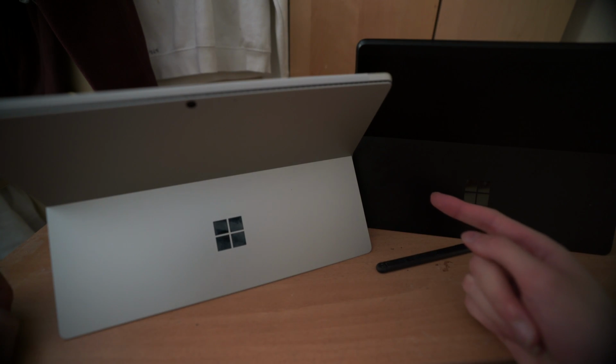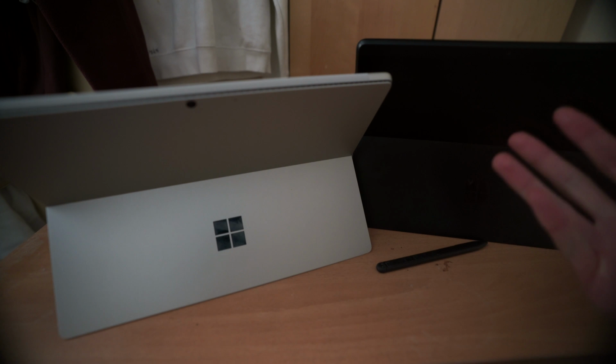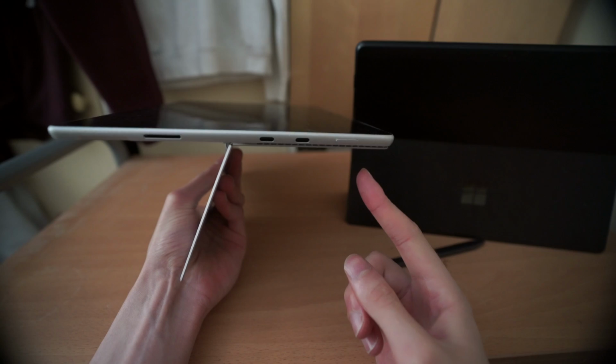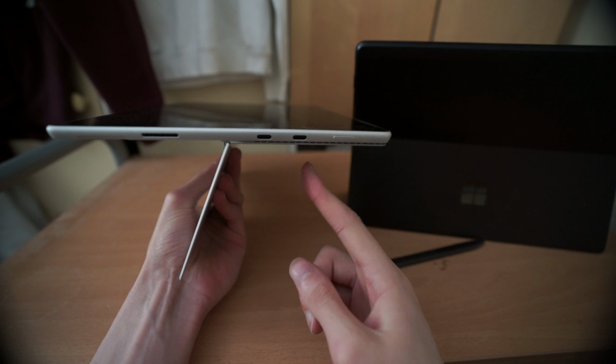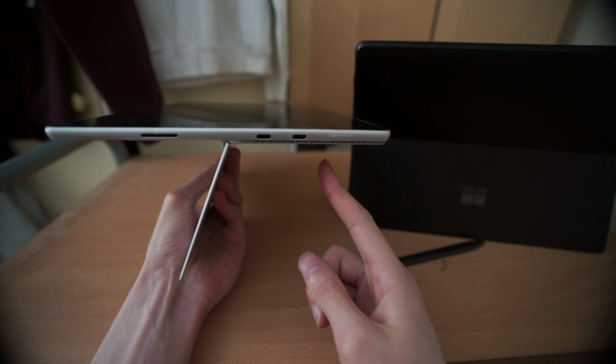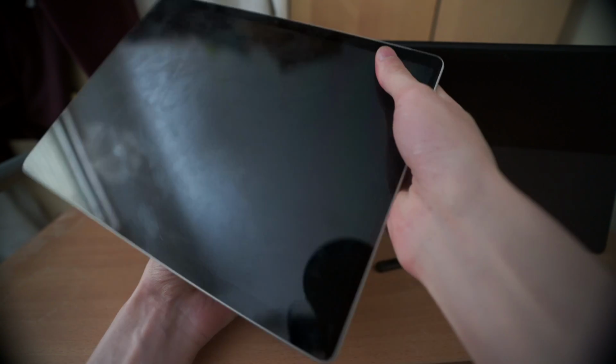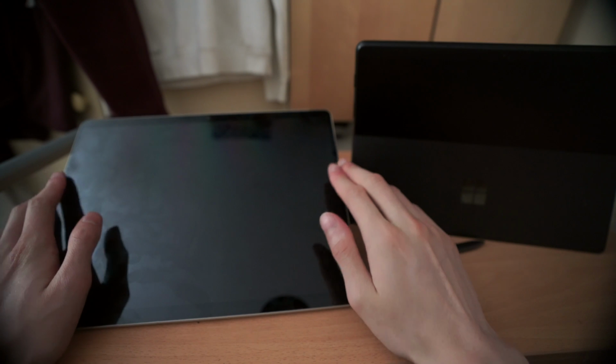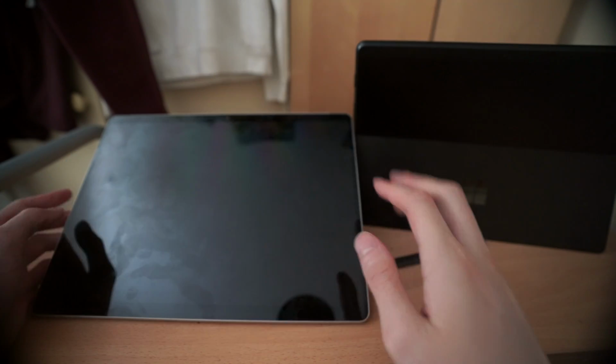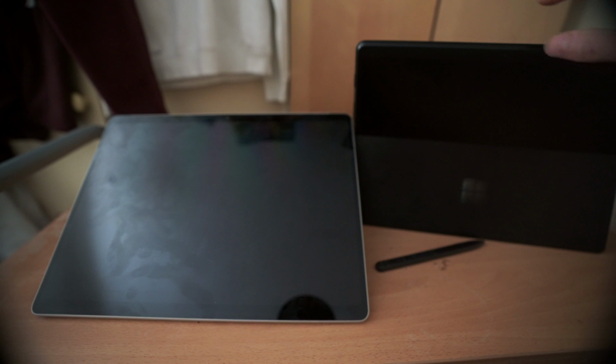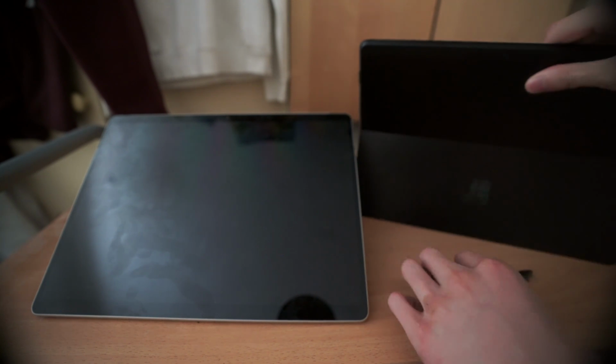So there is not much difference aesthetically. What we may notice is that you have fans on the Pro 8, and just to give you a heads up, these are both the base models. Standard 128, 8 gigs of RAM. This is the i5 and this is the SQ1, so 8CX modified.